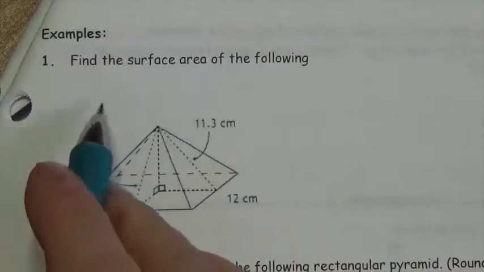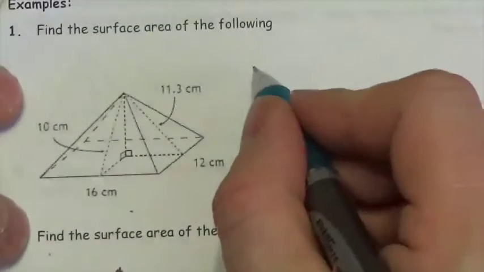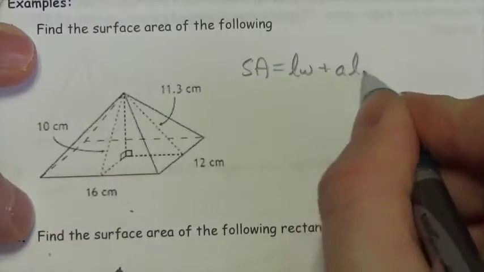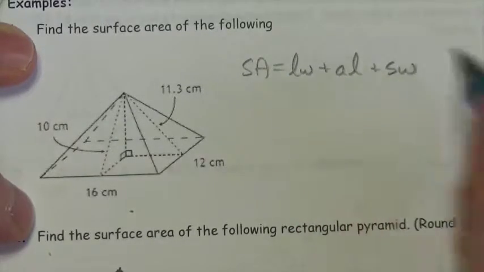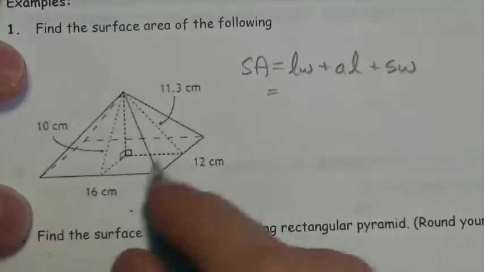Okay, so this first question says to find the surface area of the following. Our surface area, as we just saw, is going to be length times width plus A times length plus S times width. That's what we just saw. In this case, it's going to be pretty straightforward.